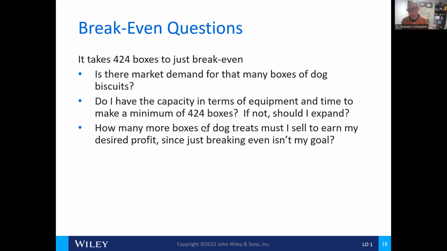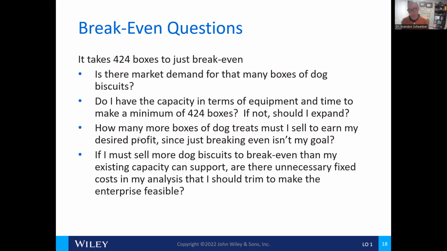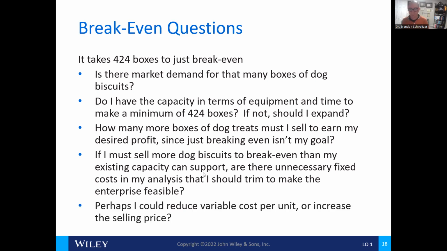How many more boxes do we need to sell to earn a target profit? If we need to sell more than break even, what is the support for that in terms of capacity? And what other additional fixed costs would be incurred? Shall we reduce the variable cost per unit or increase the sales price? These are the kinds of questions we would ask ourselves when understanding the point of break even.